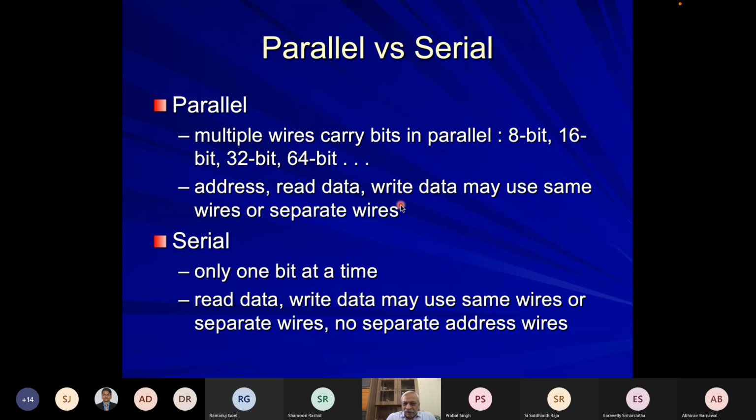Again, the read and write may be on separate wires, or they could also happen on the same wire. It could go to the extreme that everything is on just one single wire: address, data, control, everything comes on the same wire. So clearly that makes it very inexpensive.